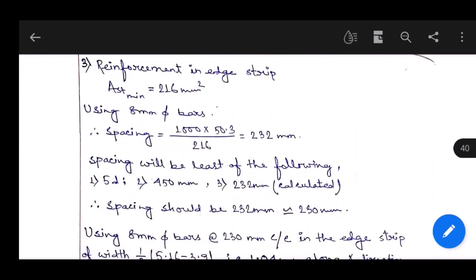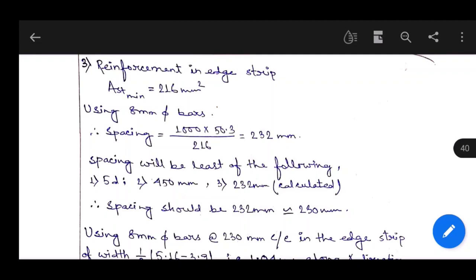Okay. So next step is reinforcement in edge strip. We have calculated earlier that AST minimum, area of steel minimum, is equal to 216 mm square. Now using 8 mm dia bars, the spacing will be 1000 into 50.3 by 216, that is equal to 232 mm. Now the spacing will be the least of the following: 5D, 450 mm and 232 mm, which is calculated. So spacing should be 232 mm, or we can use 230 mm.